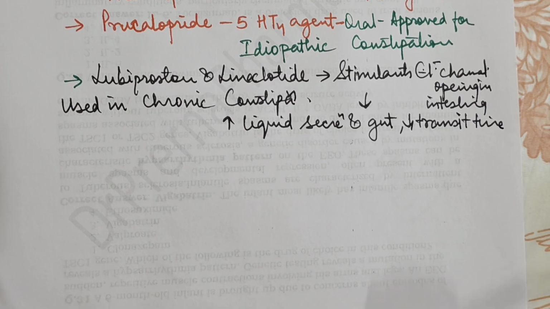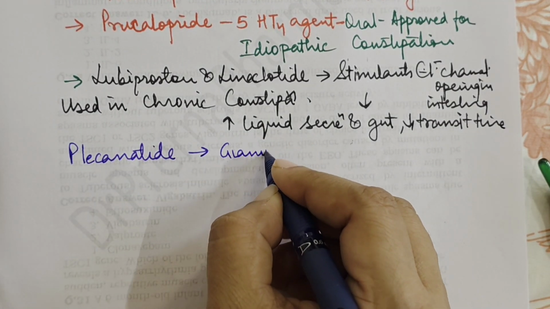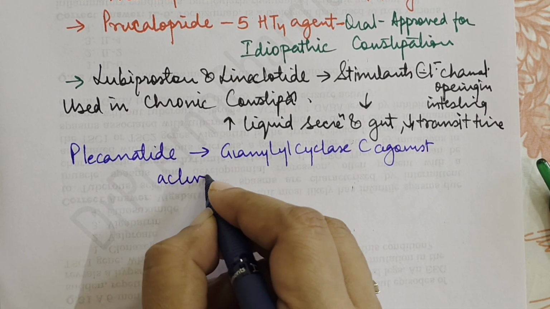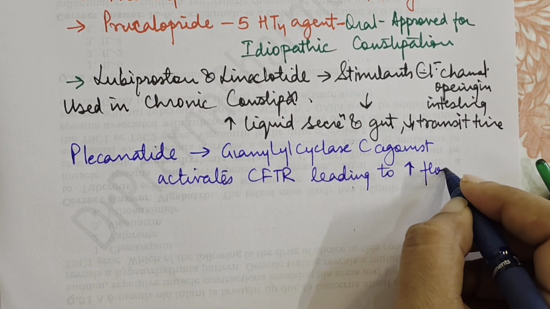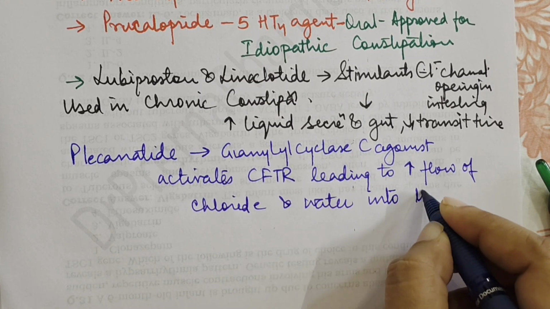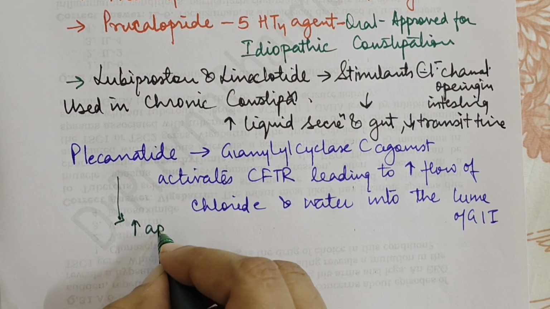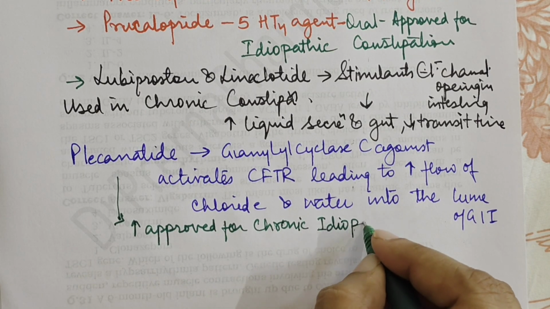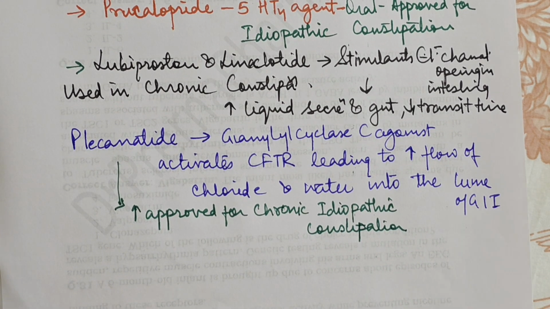Then there is a drug which is called plecanatide. This is a guanylyl cyclase C agonist and it activates CFTR, leading to increased flow of chloride and water into the lumen of the GIT, right? This drug plecanatide is approved for chronic idiopathic constipation, right? I never knew so many drugs are approved for constipation.